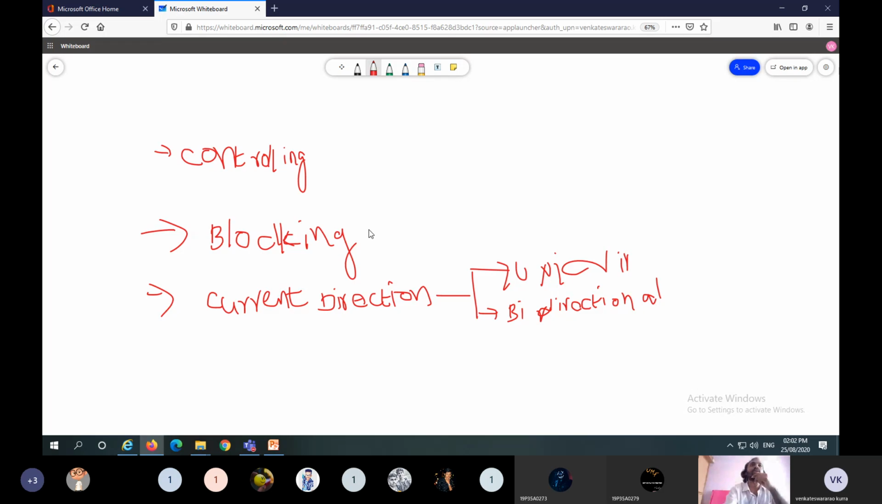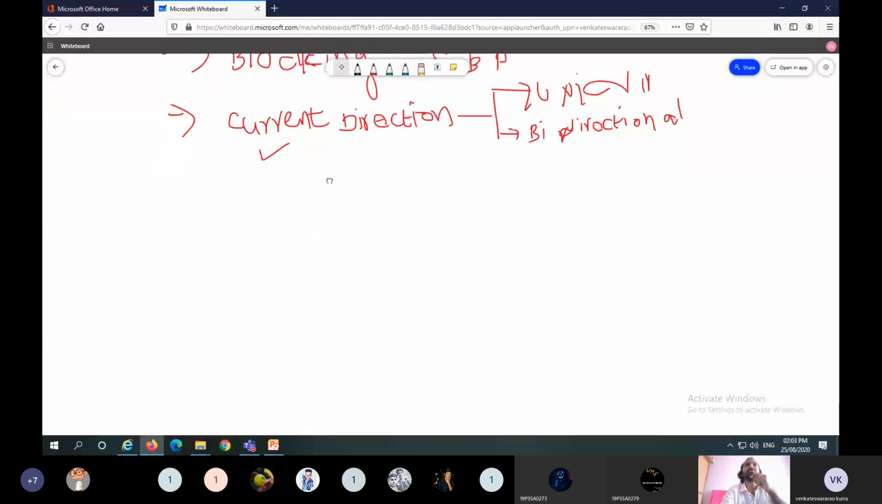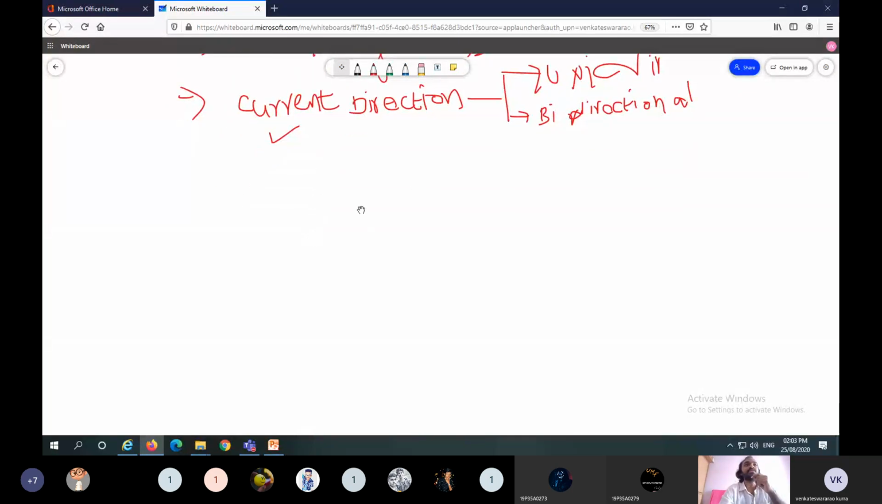Next, based on blocking, unipolar devices and bipolar devices. Next, based on controlling, uncontrolled, semi-controlled, and fully controlled. These are the general classification of power semiconductor devices based on controlling, blocking, and direction of current flow. Next, we will consider certain parameters while choosing any power electronic device.